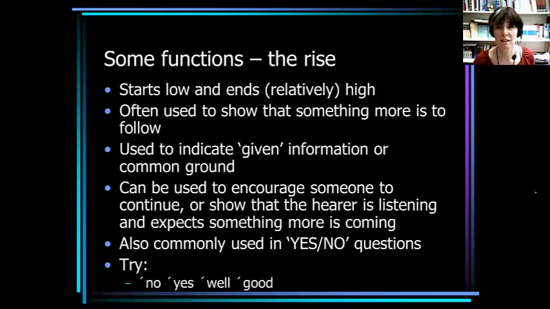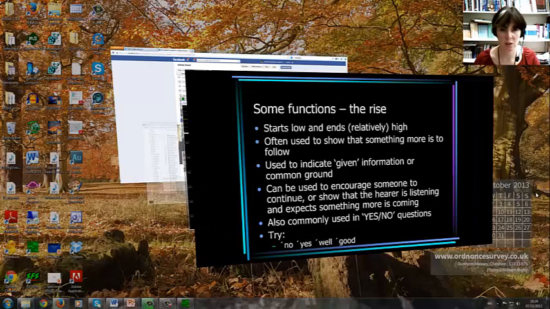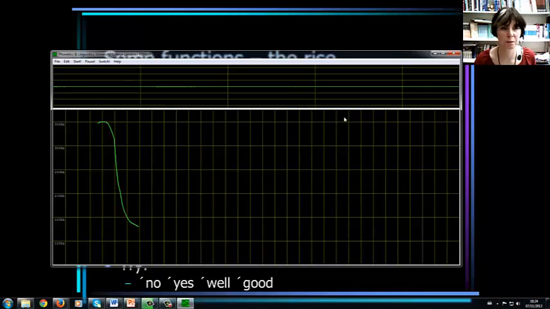No. Yes. Well. Good. Okay, let's look at the pitch patterns of those.